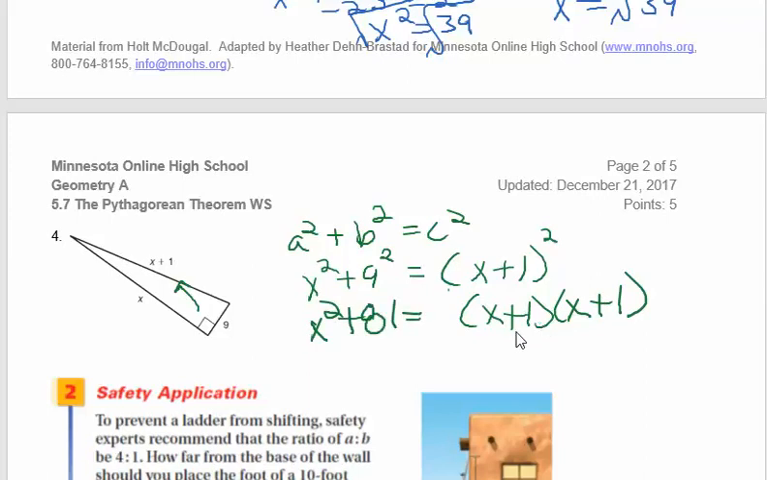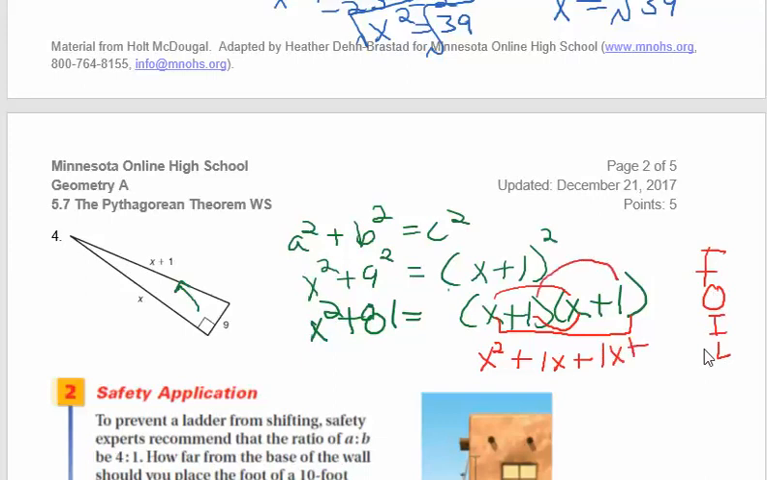So you're going to go first times the first term. X times x is x squared. And then you take the outer term, which is x times 1. And the inner term, that's what the I stands for, inner times inner. And then the last times the last would be 1 times 1 is 1. And then you combine your like terms, which are usually the 2 middle terms, the outer plus the inner. And we get that. So that is what's on the other side.